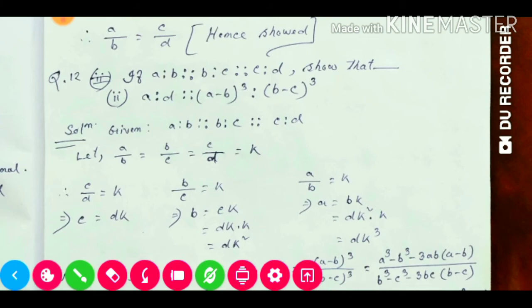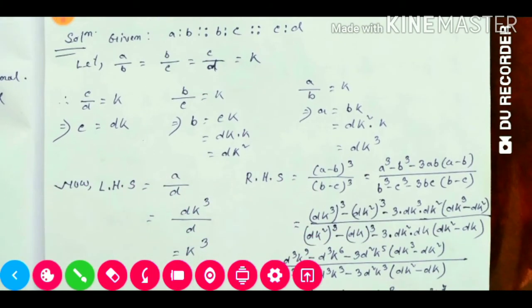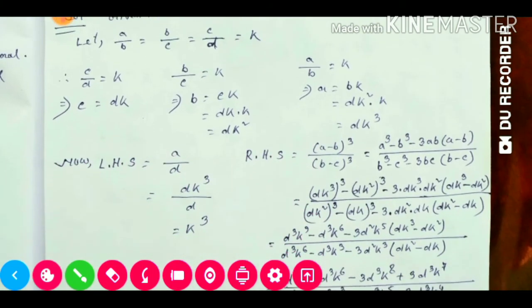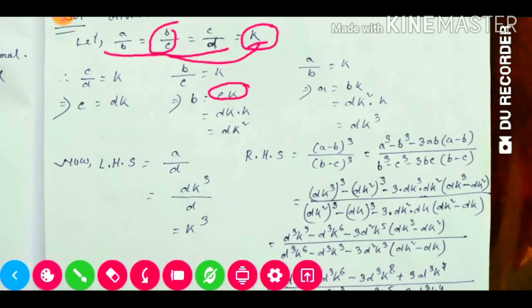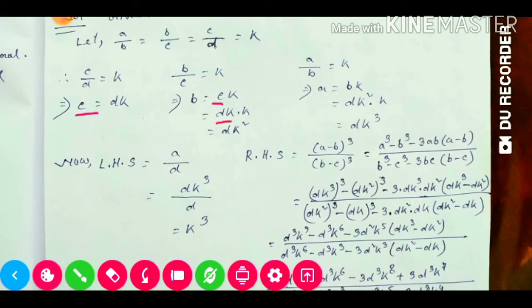Now we come to b divided by c is equal to k, because all of these are equal to k. So this part is also equal to k. Cross multiplication, we are getting b is equal to ck. Again here the c value we got is c is equal to dk. So instead of this c we are able to write dk. So dk into k, k two times, it will be k square, dk square.